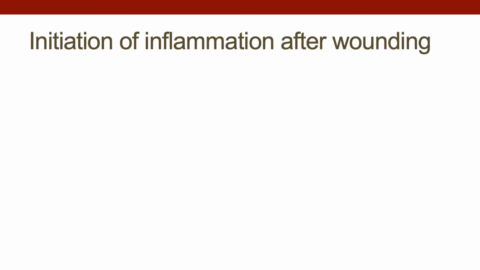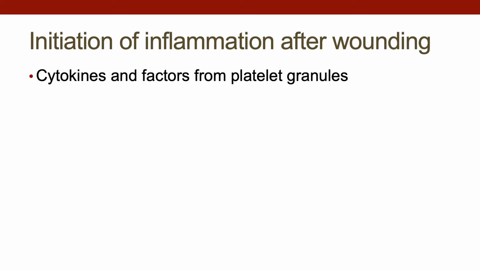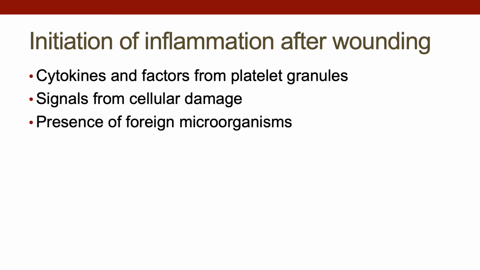Now, after wounding, inflammation can get started in a few different ways. One way is that cytokines can get made by cells in the tissues that are injured, or as we've seen, the platelets contain some pro-inflammatory cytokines in their granules that come out during the clot formation. And some signals can come from cellular damage, or it could be that the presence of foreign microorganisms can lead to initiation of inflammation.